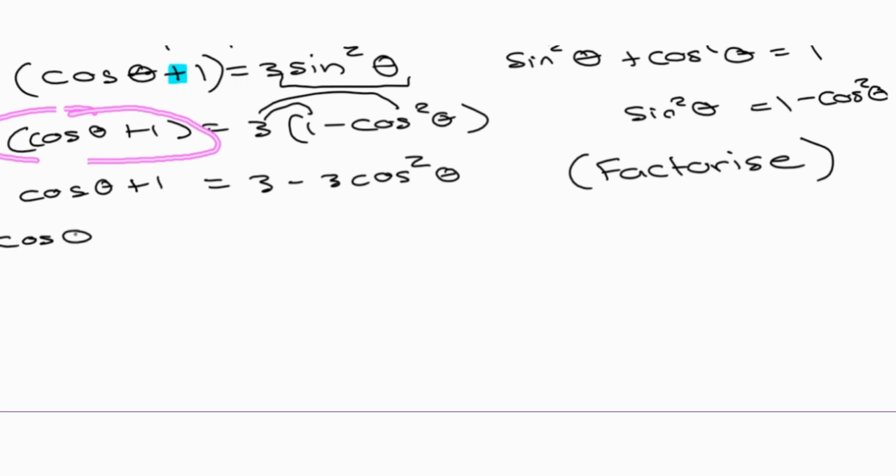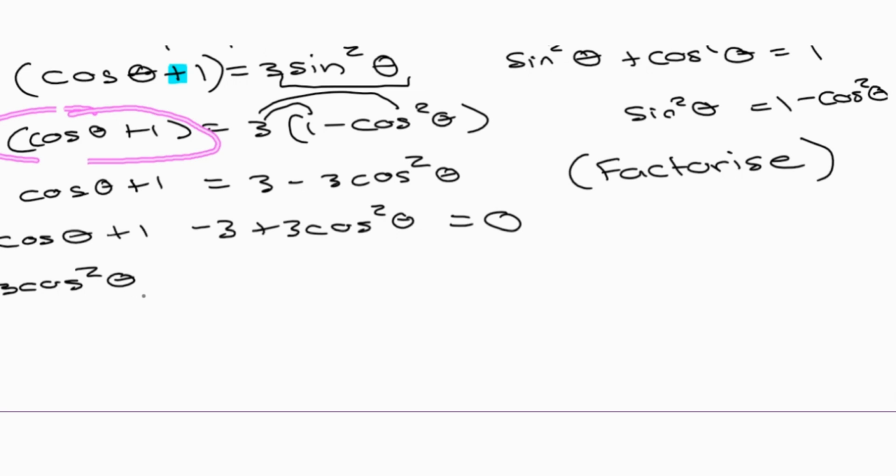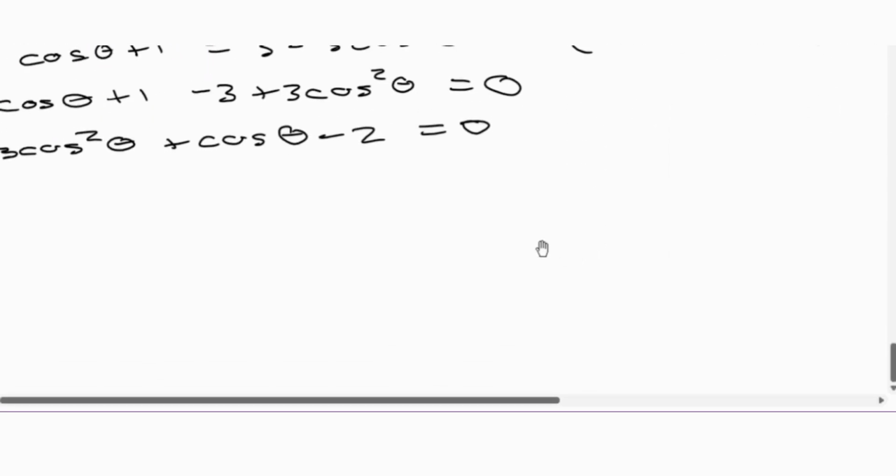So let's simplify. Cos theta plus 1, I'm going to put it in standard form. So bring this 3 over, it's going to become a minus 3. Bring this negative 3 cos squared theta, it's going to become a plus 3 cos squared theta, and make it all equal to 0. Now simplify. I need to put this in the right order just so it looks better. You don't have to, but it always makes more sense. So that's 3 cos squared theta plus cos theta, and then 1 minus 3 is negative 2.